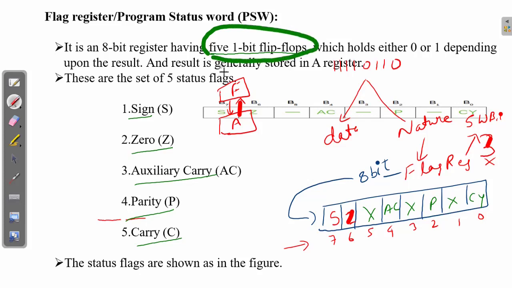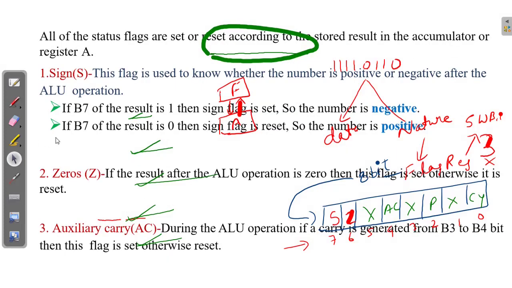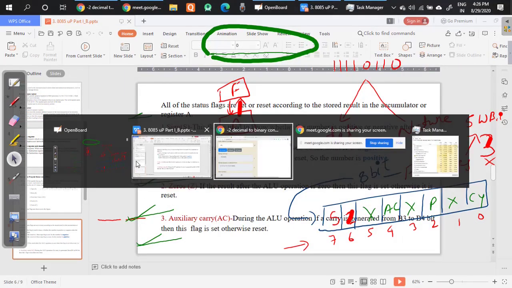There are only 5 flip-flops and 3 are deactive, or you can say don't care bits, where a flip-flop is not present. Okay, so I repeat once more, there are 5 flip-flops and their names are sign flip-flop, or you can say sign flag, zero flag, auxiliary carry flag, parity flag, and carry flag. Okay, so I hope everyone has written this. Just confirm, guys, if you have written. I hope yes. Okay, now I'll move directly to this part.